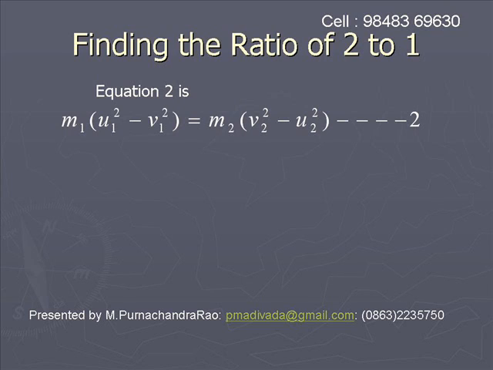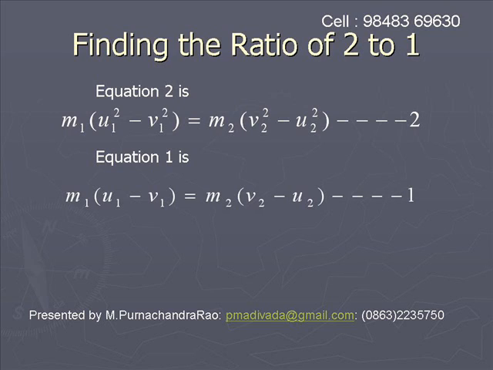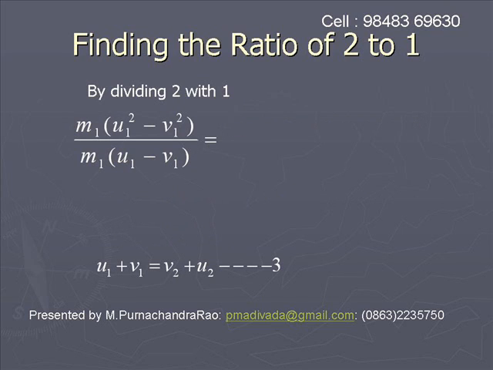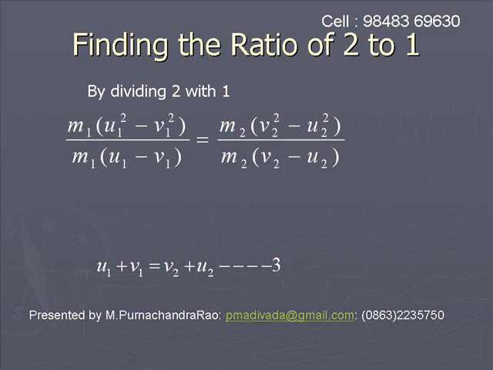Equation 2 is m1 into u1 square minus v1 square is equal to m2 into v2 square minus u2 square. Equation 1 is m1 into u1 minus v1 is equal to m2 into v2 minus u2. Now dividing 2 with 1, on the left hand side we write m1 into u1 square minus v1 square by m1 into u1 minus v1. On the right hand side, m2 into v2 square minus u2 square by m2 into v2 minus u2.